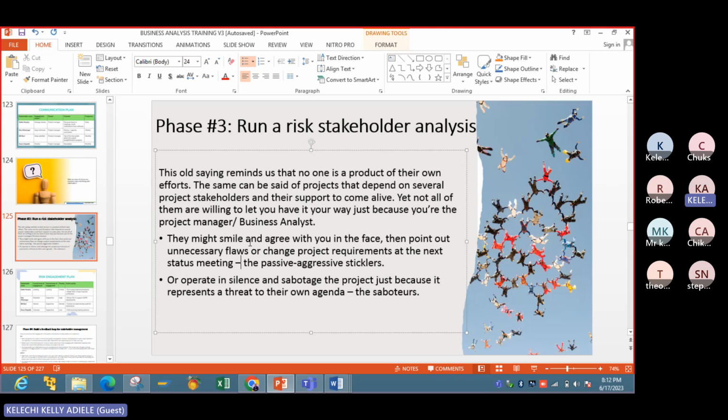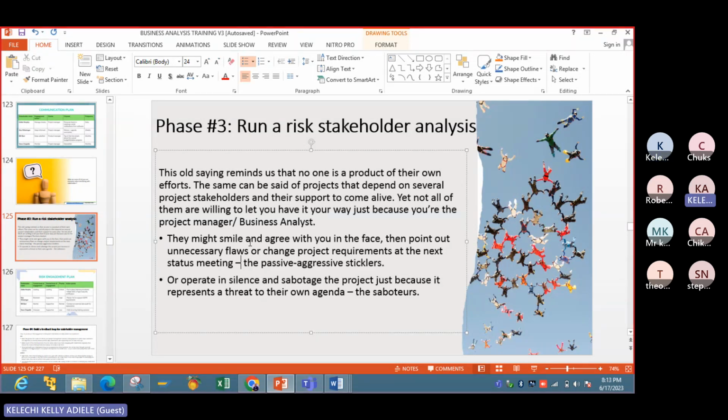And they can also change project requirements at the next status meeting because they want you to fail, right? They might give you requirements and say, no, we're not going to go in through this route again, just to make sure they disorganize you and the project, right? Or operate in silence and sabotage the project just because it represents a threat to their agenda. The people we call the saboteurs.